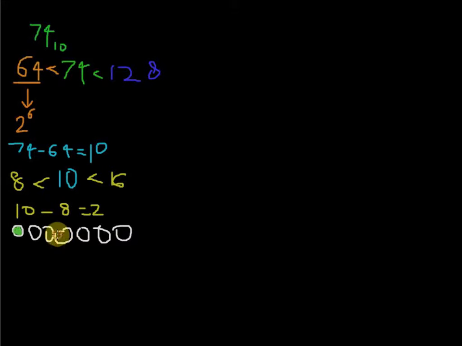This would be 8, on, and then this would be 2, on. So on, off, off, on, off, on, off. I think that I said that right.